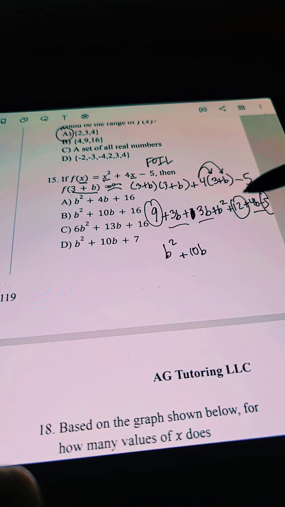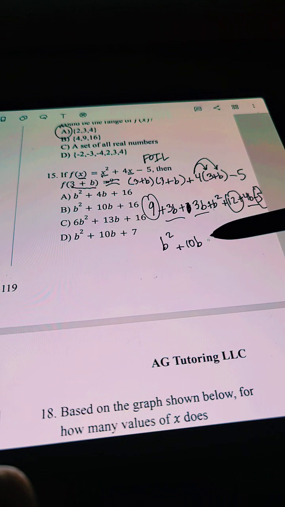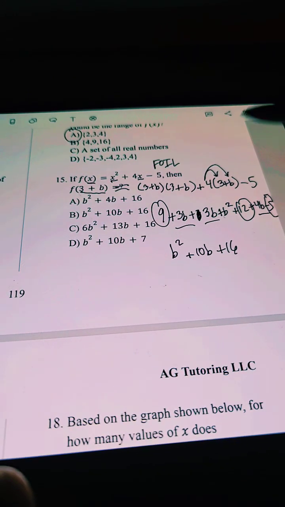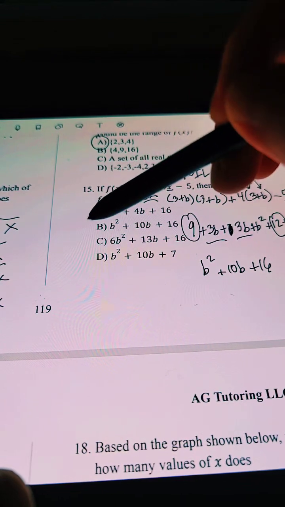9 plus 12 is going to be 21. 21 minus 5 is going to be 16. So plus 16. So that would be answer choice, I lost it. Okay, B. There it is.